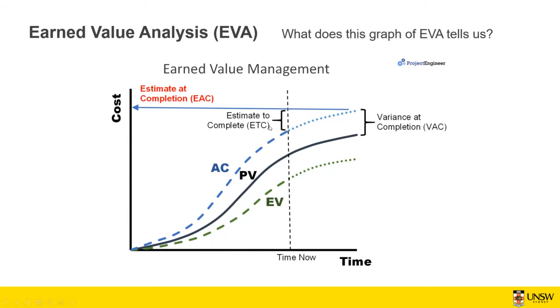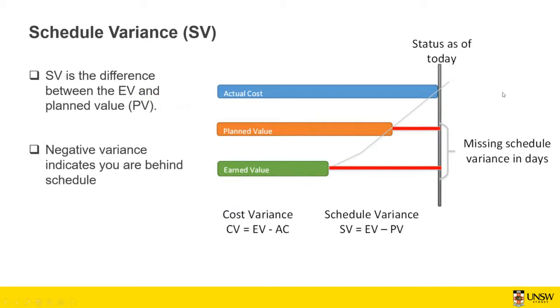The other things that we have are estimate to complete and variance at completion, which I'm going to describe later. Okay, we got some variances based on comparing the actual cost, planned value and earned value.